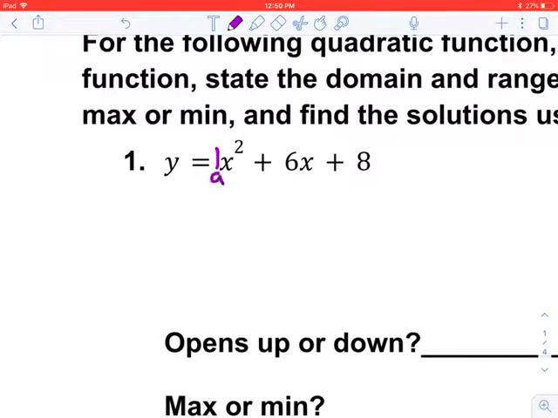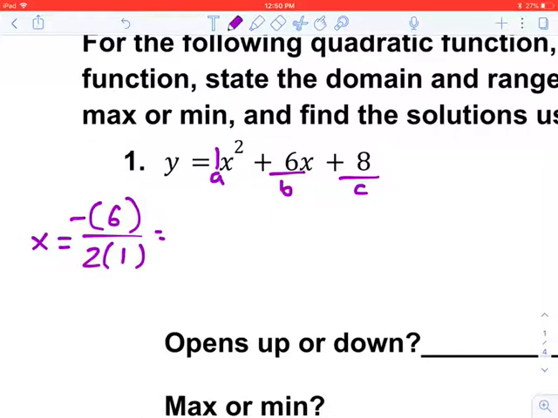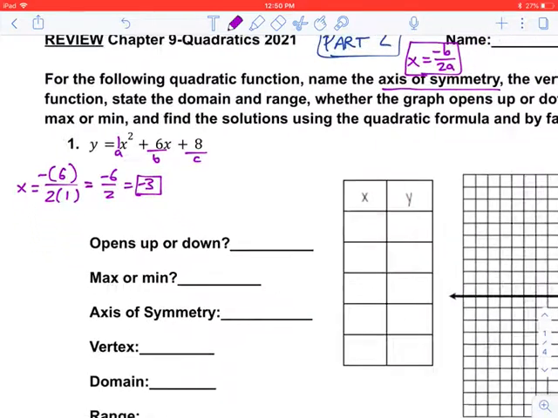Okay, so I've got a is 1, b is 6, and c is 8. So x equals negative 6 for b, over 2 times a, which is 1. And so I end up with negative 6 over 2, which is negative 3. And that is my axis of symmetry. So x equals negative 3 for that, which goes right in the middle of my table. And now I can go ahead and use that to find the vertex.